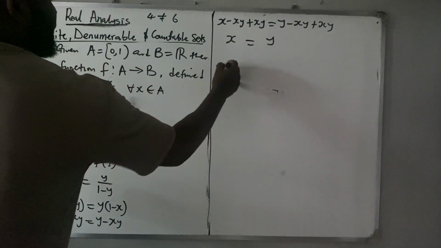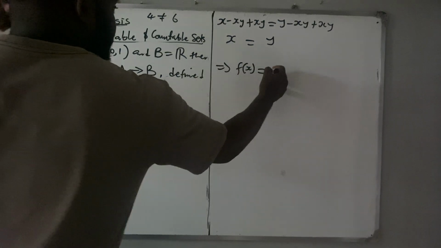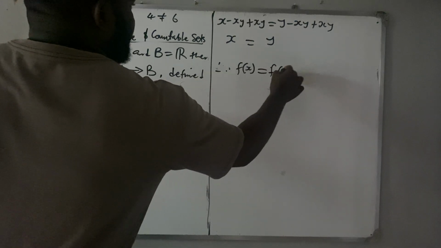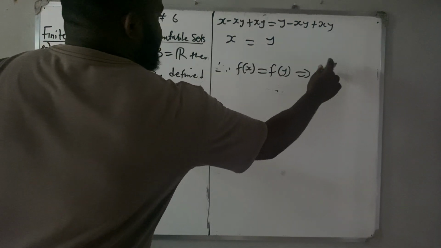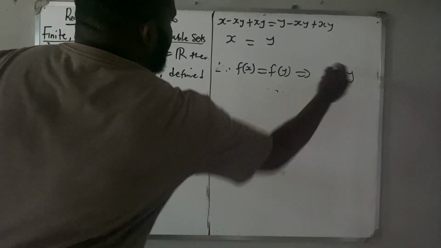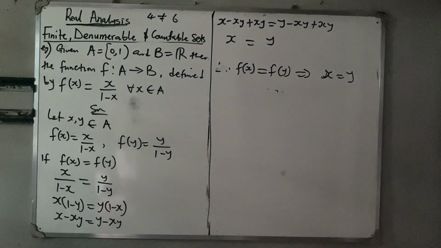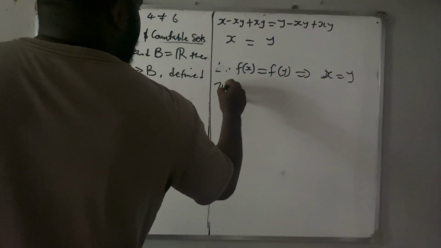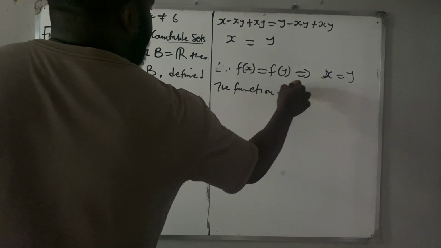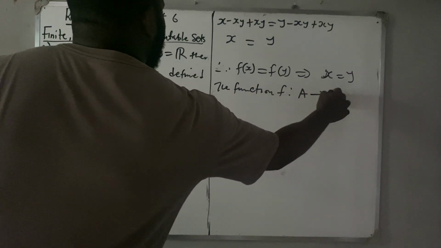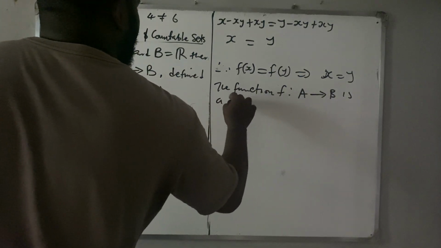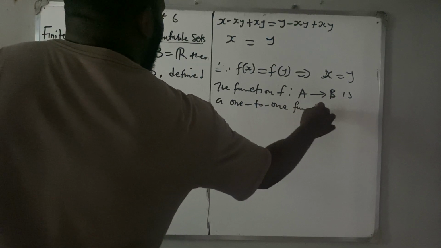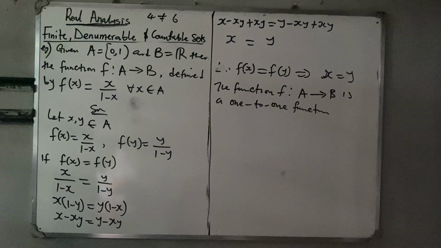Therefore, if f of x is equal to f of y, it implies that x is equal to y. That is that, and very simple to show. So since we have this, what do we conclude? We conclude that the function f that maps A to B is a 1-to-1 function, or you call it an injective function.